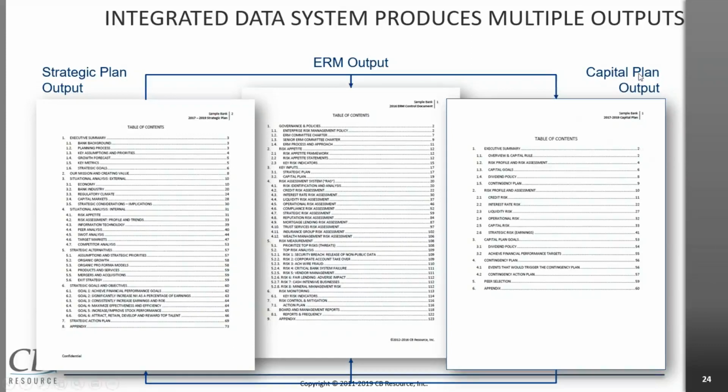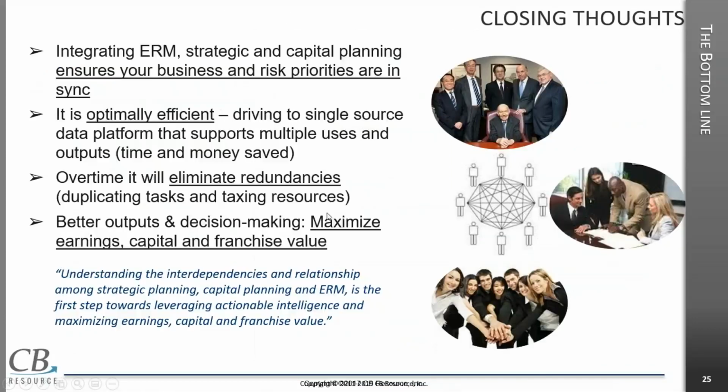And I haven't really talked a lot about capital planning, but it's kind of the third leg of the stool. You always want to make sure that your capital plan is aligned with your strategic plan and supports your risk profile. But in the end, they are seamlessly integrated if managed properly. So I guess my closing thoughts is when you look at these things like enterprise risk management, strategic and capital planning, it's really about synchronizing your risk priorities with your performance priorities.